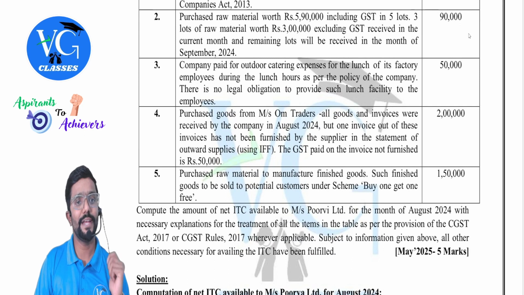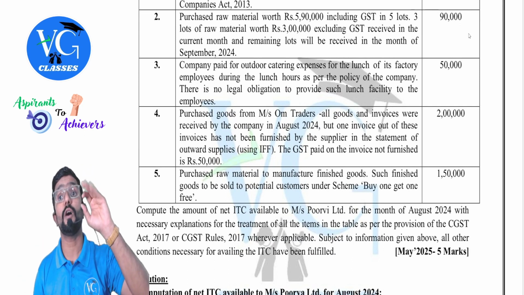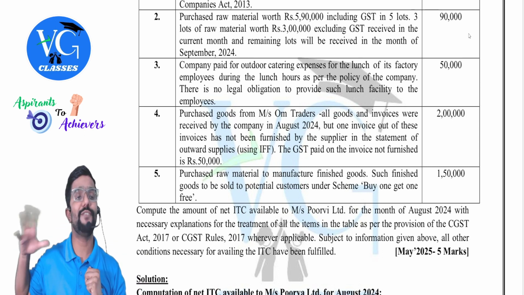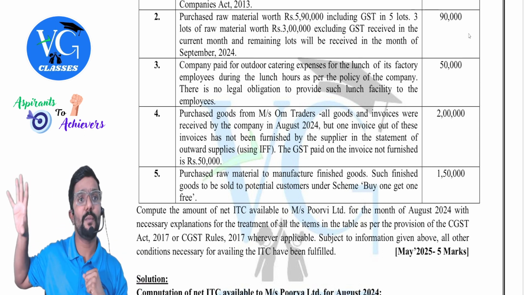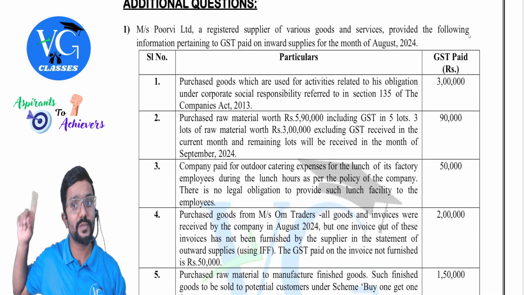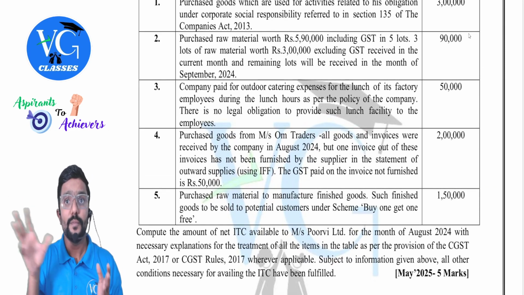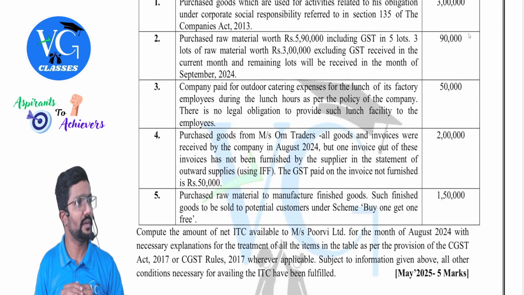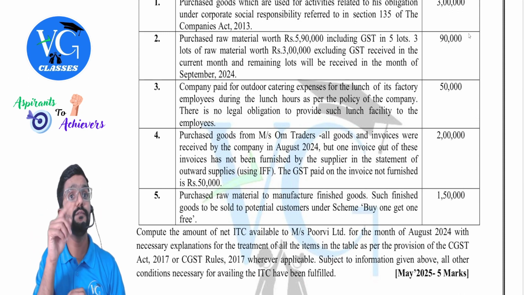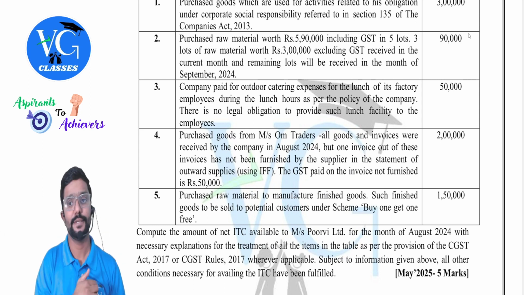Next, second one. Purchased raw material worth 5,90,000. Raw material cost is 590, including GST. Okay, in 5 lots. So what is the amount of GST, guys? 90,000. See, what is given in the amount column is only GST amount. Please be careful. Then 5,90,000 was what, sir? Purchase value, including GST. That means if I ask you what is the value of inward supply, how much is that? 590 minus 90, it would be 5 lakh.